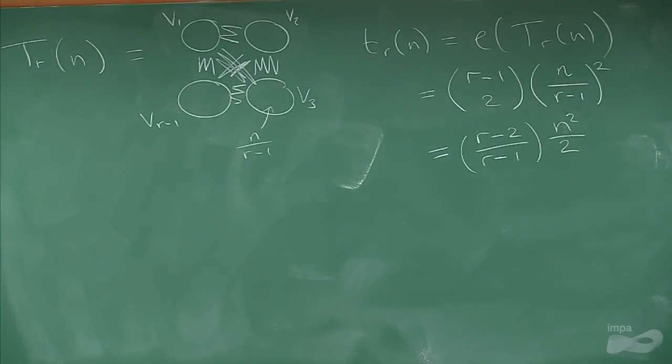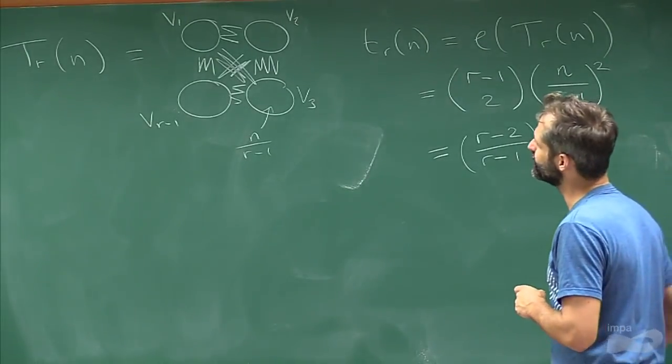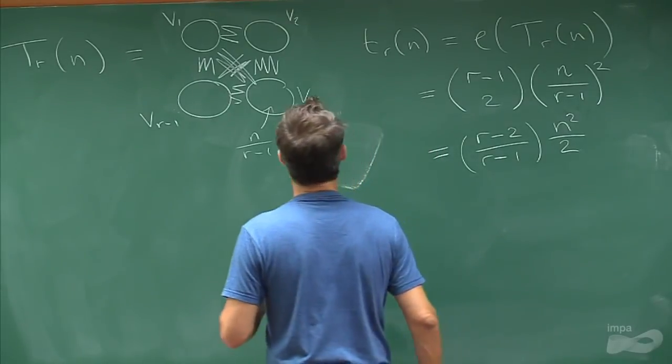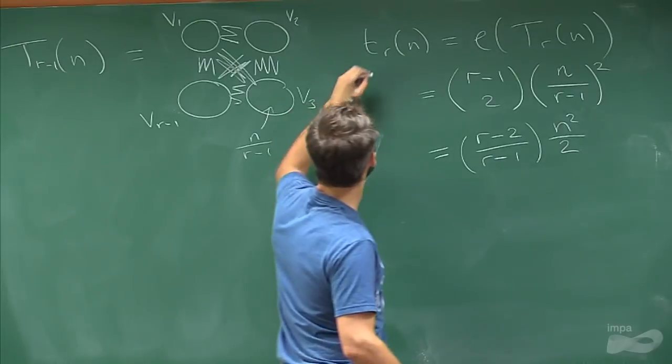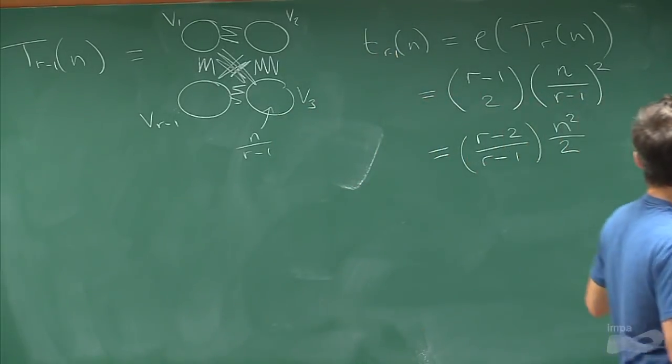Why does each part have a size of n over r minus 1? So the Turán graph is defined to be the r-partite, yes, so maybe I should call this r minus 1, in fact. I'm going to call this r minus 1, so it's the right number of parts.